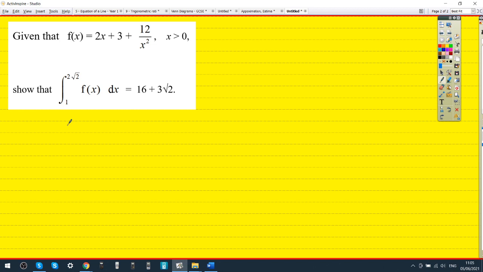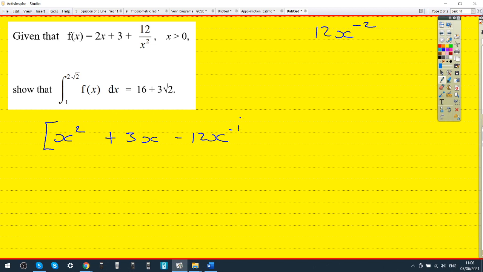So can 12/x² become 12x to the -2? Yeah. Okay. You go x to x². Yep. Plus 3x. -12x to the -1. Minus 12x to the -1. Okay, and then you sub in 2√2 for x.